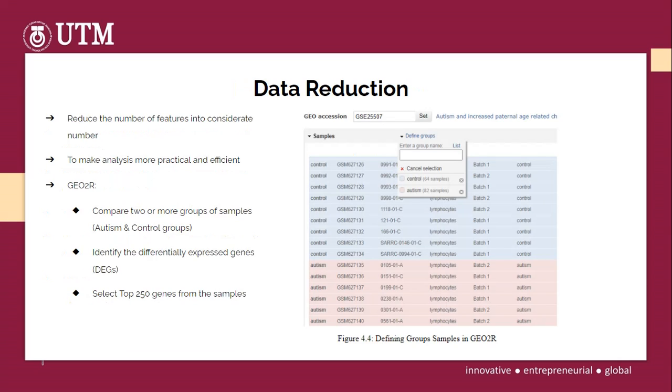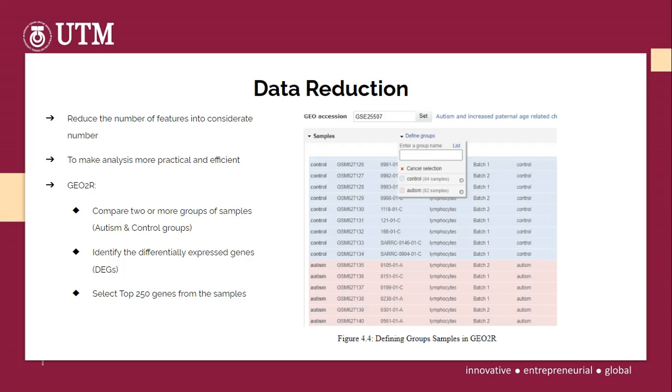After that is data reduction. Data reduction is the process that is done to reduce the number of features into a considerate number. Since we are dealing with a huge amount of features, which is around 54,000 features, we need to reduce it to a considerate number to make our analysis more practical and efficient. So the tool that I use to reduce the data is called Geo2R.